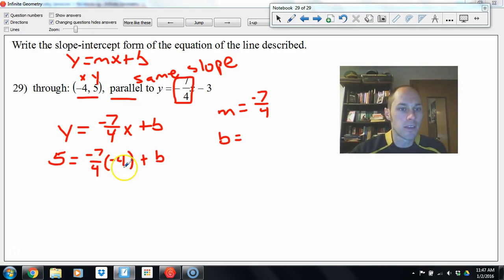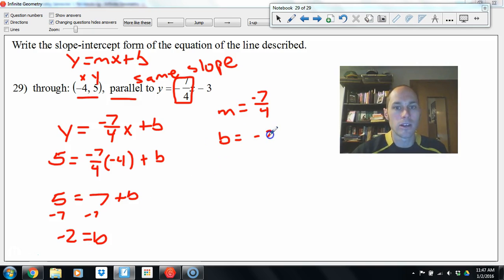Then we simplify and solve for b. So negative 4 times negative 7 is 28, divided by 4 is 7, plus b. Then I solve for b, so subtract 7 from both sides. Negative 2 is b. So I found my slope and my intercept. My equation: y equals negative 7/4 x minus 2.